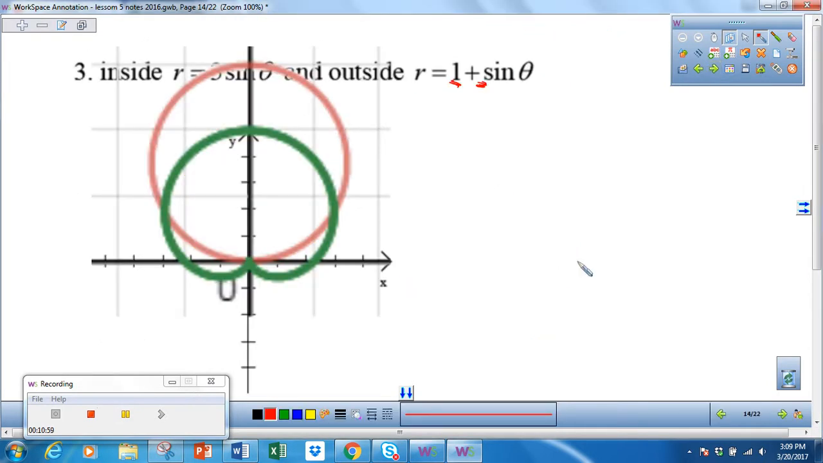Okay, this is similar to the one that we did before. We have inside of one area and outside the other one. Let's see what this is. I'm sorry if that's cut off. It's r is equal to 3 sine theta and r is equal to 1 plus sine theta. So once again, I'm going to find my lines of intersection.